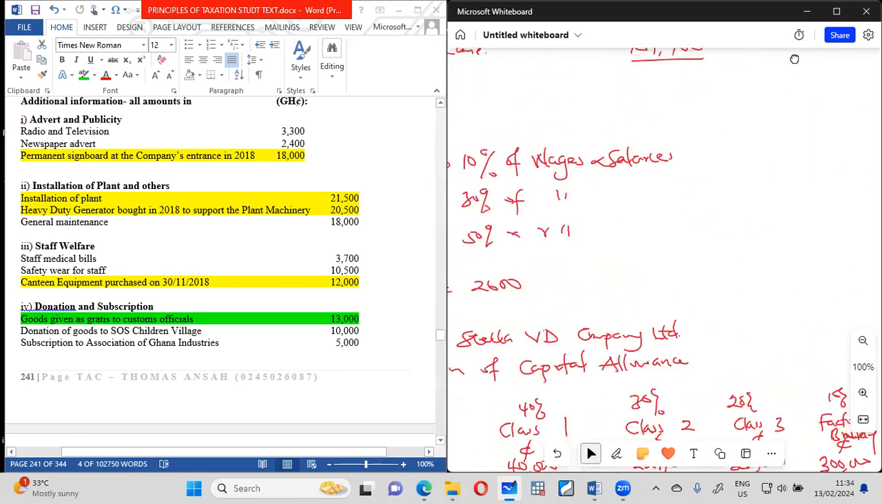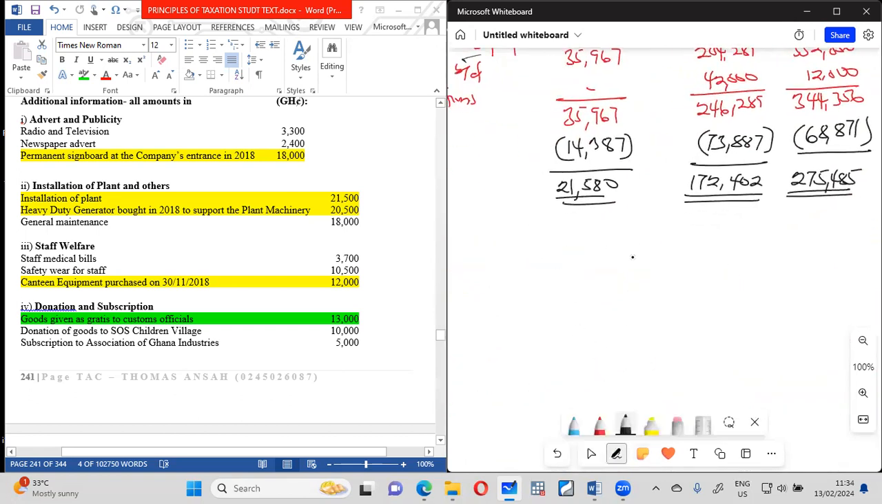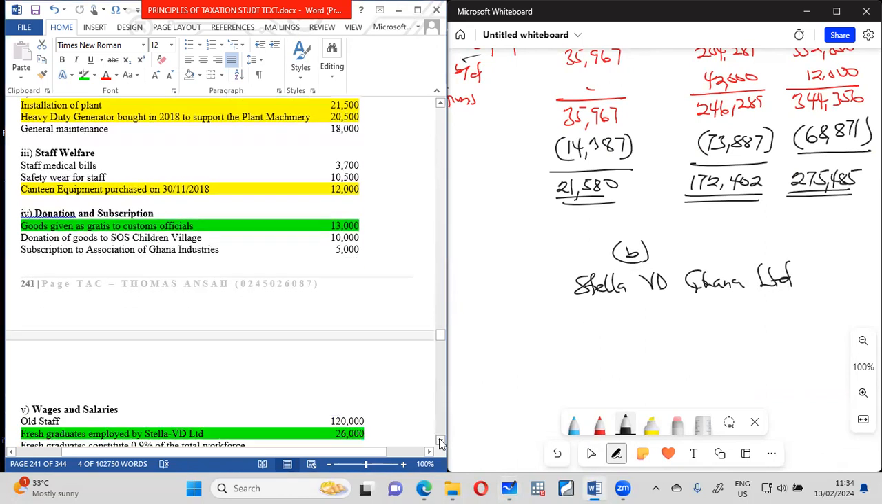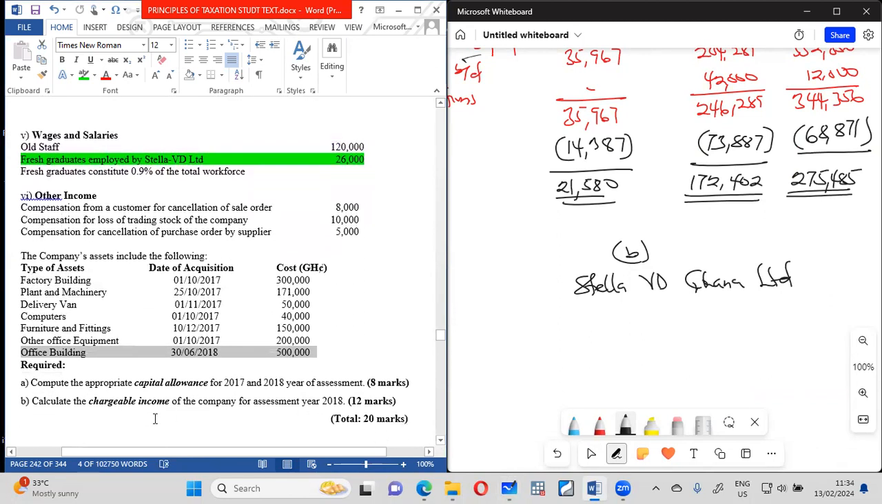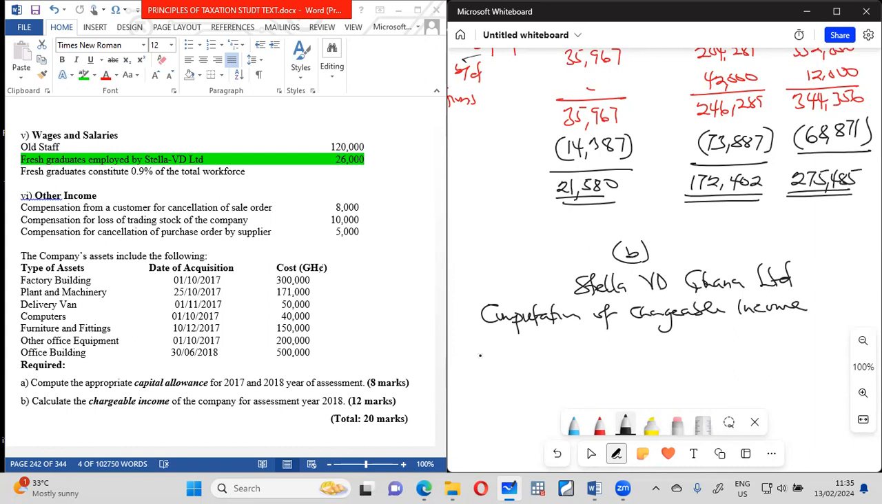All right. So the B part, we are now coming to do the business income thing. So it's still Stella VVD Company, Ghana Limited. The second part of our question asks us that we should compute chargeable income. Computation of chargeable income. And the year of assessment is 2018. And the basis period, therefore, will be the accounting year, 31st December.